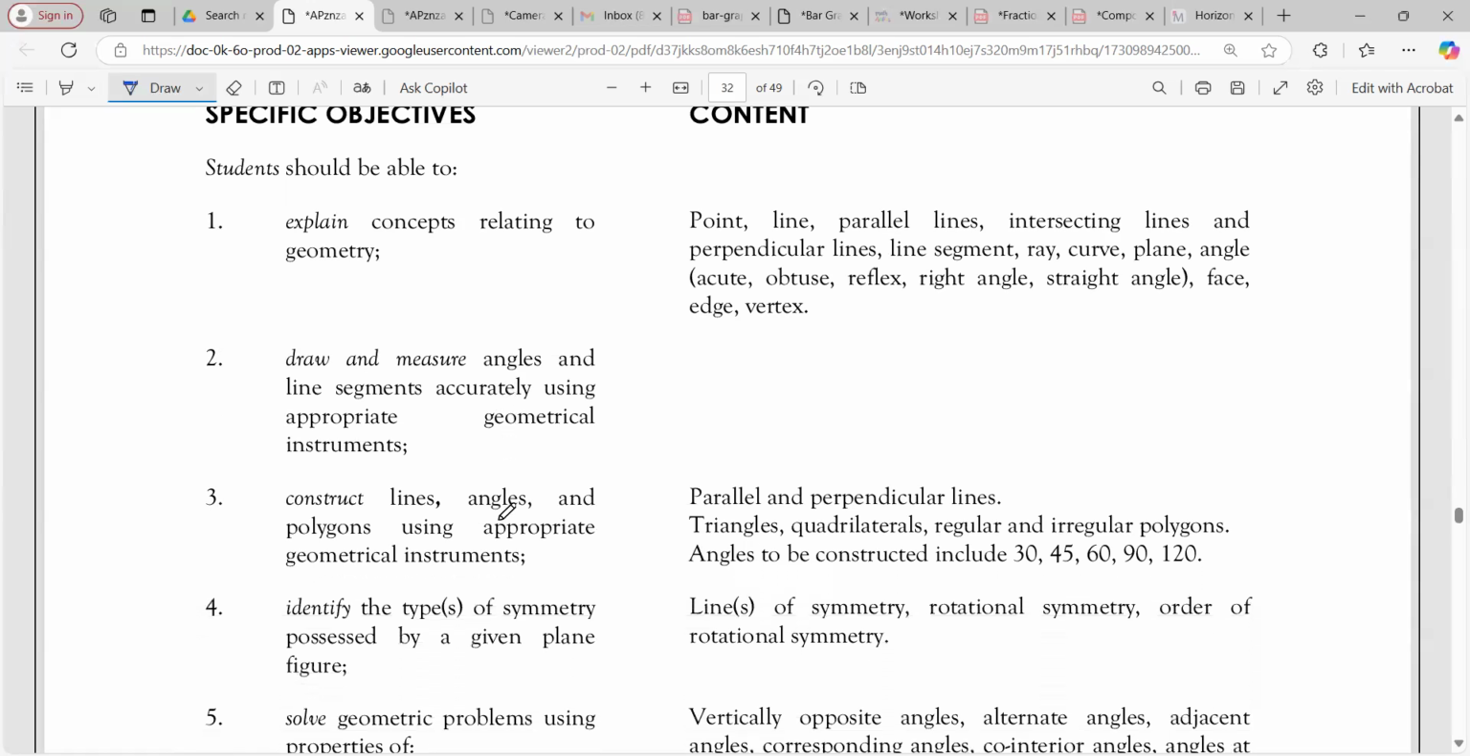Also, it says draw and measure the angles of line segments accurately using appropriate geometrical instruments. Construct lines, angles, and polygons using appropriate geometrical instruments. The boys would love these parallel and perpendicular lines. You must be able to construct 30 degrees, 45, 60, 90, 120. All right.